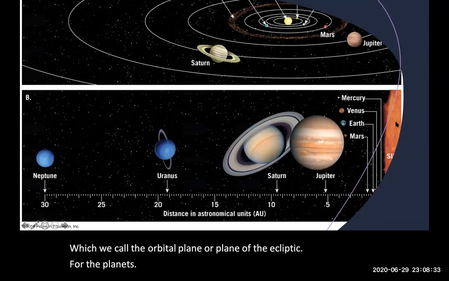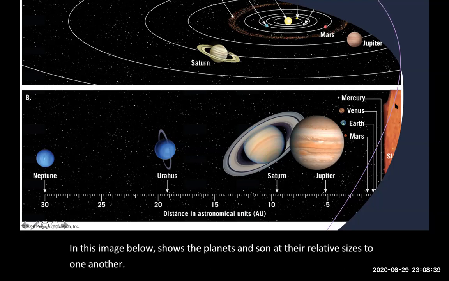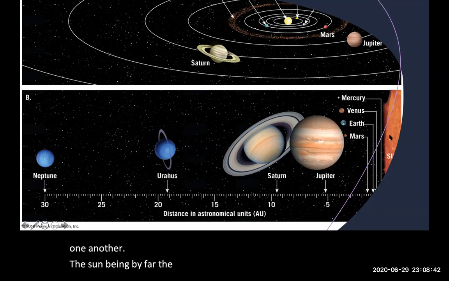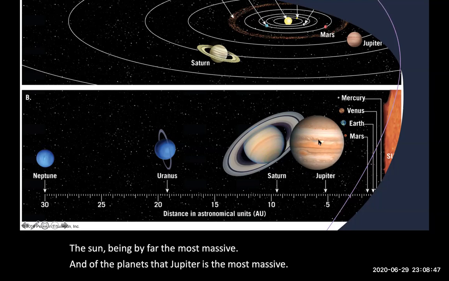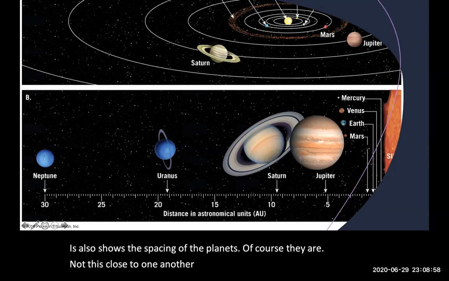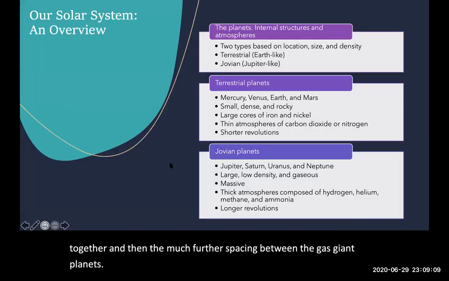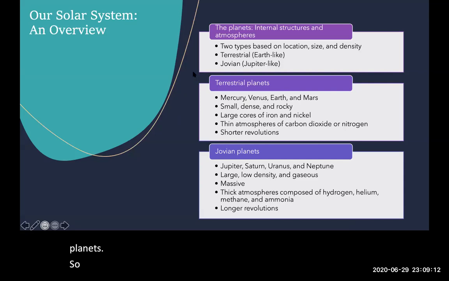And this image below shows the planets and sun at their relative sizes to one another. The sun being by far the most massive. And of the planets, Jupiter is the most massive. This also shows the spacing of the planets. Of course, they are not this close to one another, but we see the terrestrial planets grouped together, and then the much further spacing between the gas giant planets. So a quick overview of the solar system here.